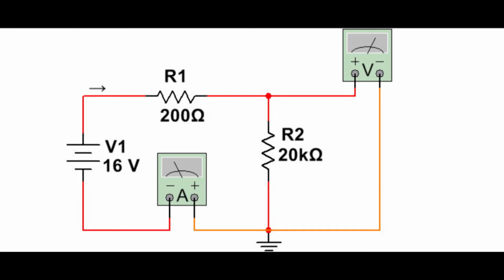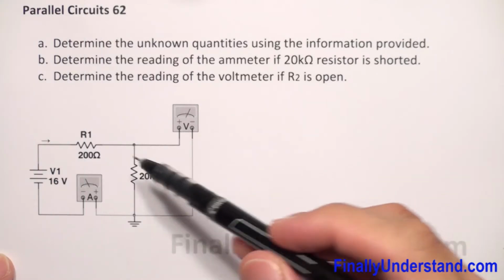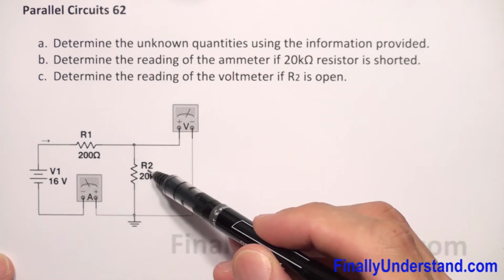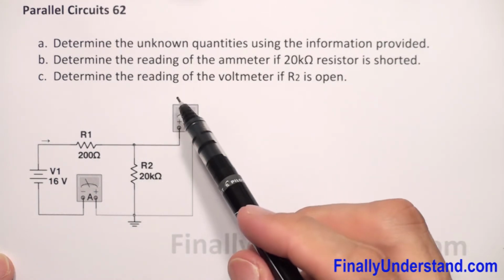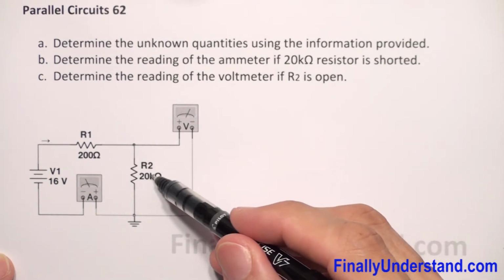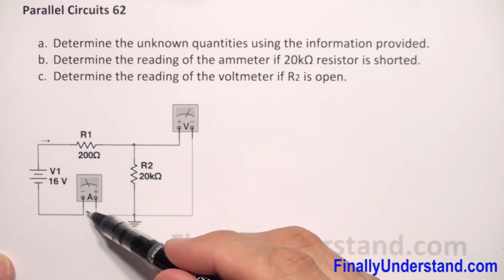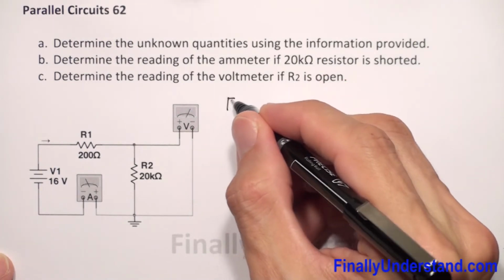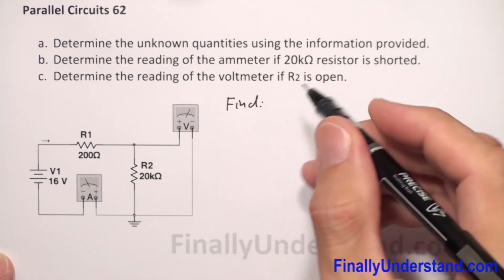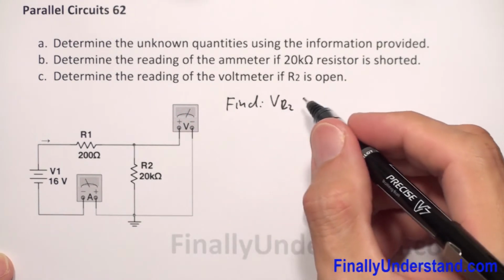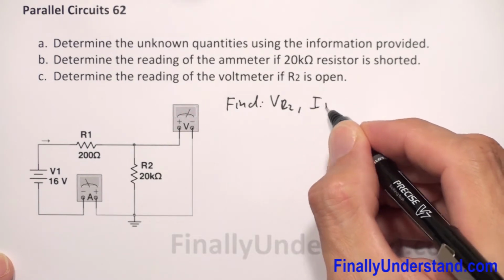We have another example. Please notice that this time we have a series circuit. R1 is connected in series with R2. We're supposed to determine the unknown quantities. In other words, we're supposed to find the voltage across resistor R2, VR2, and the current, which is simply the total current, I total.